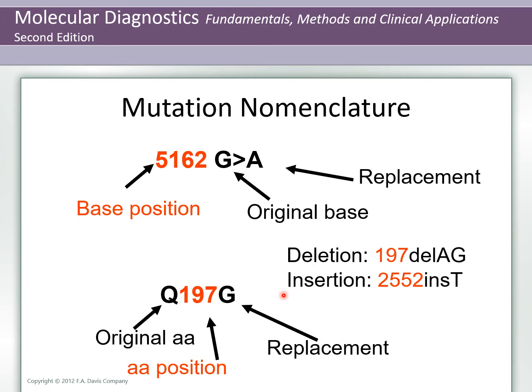Insertions and deletions are respectively named with the position of the mutation with the words INS or DEL, with INS indicating insertion and DEL indicating deletion. They're immediately followed by the replacement base or protein, depending on the mutation. So although standardization has been set forward, it's still very confusing, and misnaming can be found in various studies.